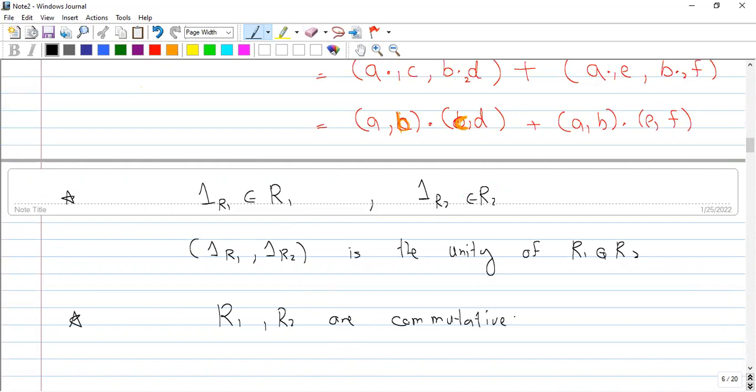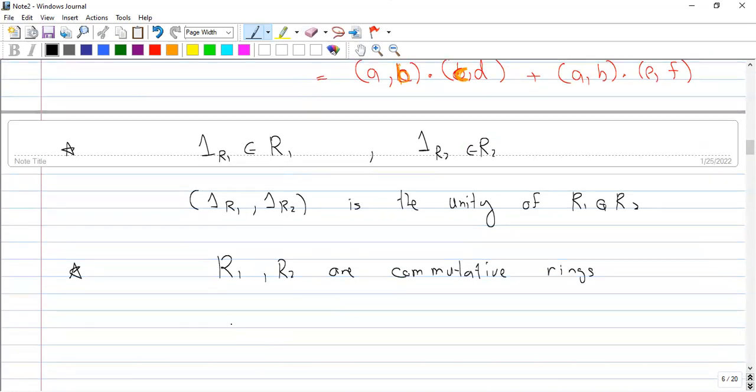mathematicians are often interested in induced properties, which hold on subsets. Sometimes we are interested in whether, if R1 and R2 have a property, the property will hold for R1 direct sum R2. For example, we know if R1 is a ring with unity and R2 is a ring with unity, then R1 direct sum R2 is a ring with unity, and this is a unity. If R1 and R2 both are commutative rings, then R1 direct sum R2 is also a commutative ring.